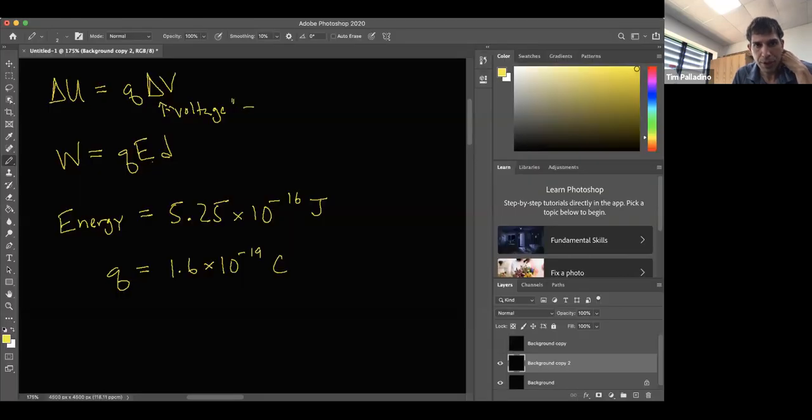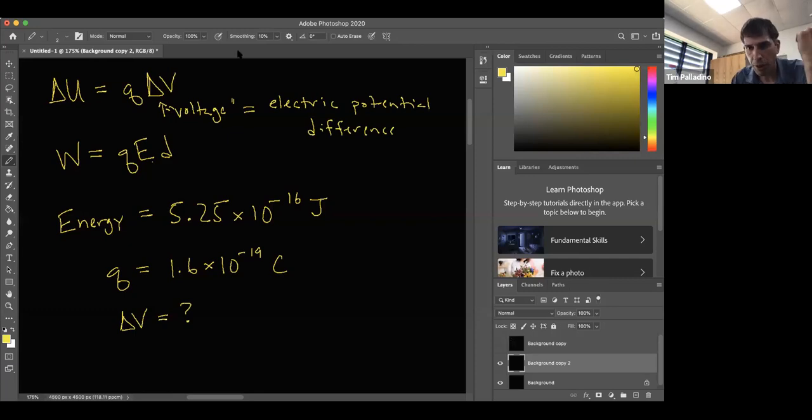The voltage, this is the electric potential difference, okay? So what we're looking for is delta V. We're looking for the voltage, the electric potential difference. So I'll just write a question mark. So like when you're stuck, this is what I encourage you to do.